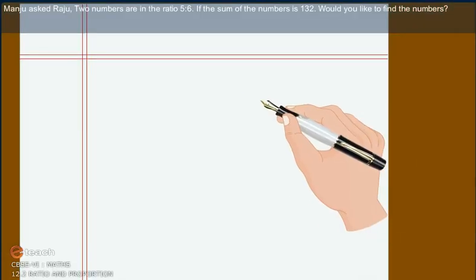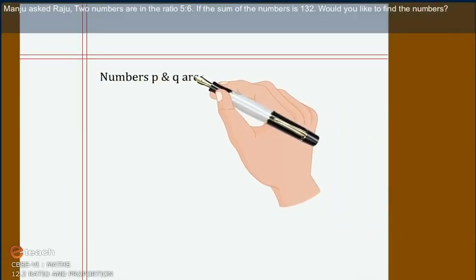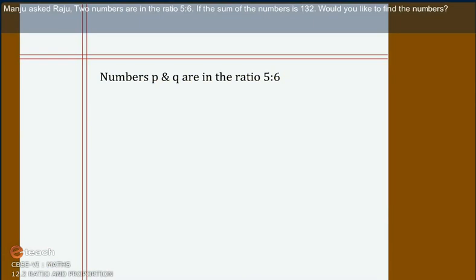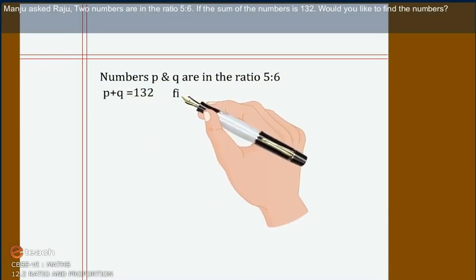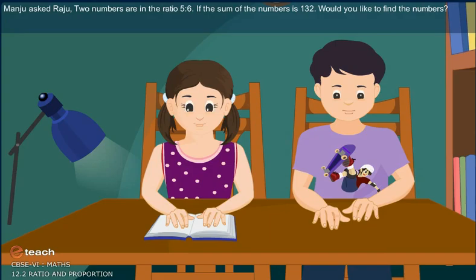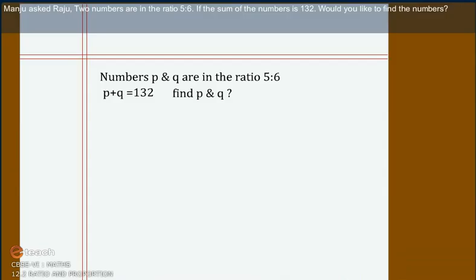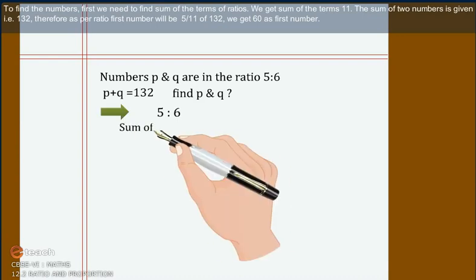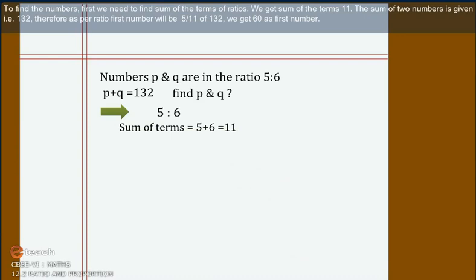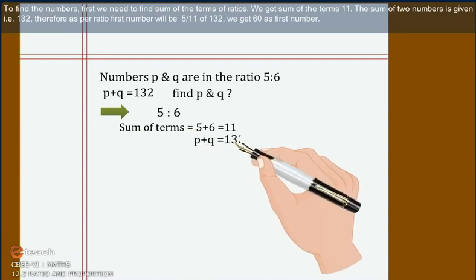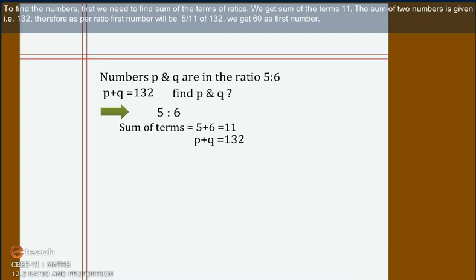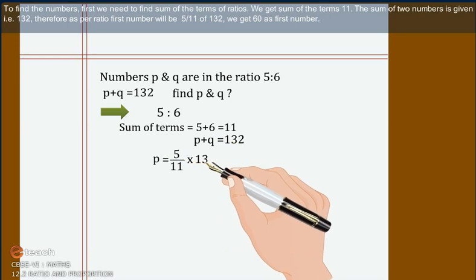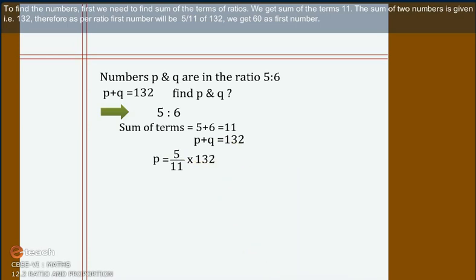Manju asked Raju, 2 numbers are in the ratio 5 is to 6. If the sum of the numbers is 132, would you like to find the numbers? To find the numbers, first we need to find the sum of the terms of the ratio. We get the sum of the terms 11. The sum of the two numbers is given, that is 132. Therefore, as per the ratio, the first number will be 5 by 11 of 132.